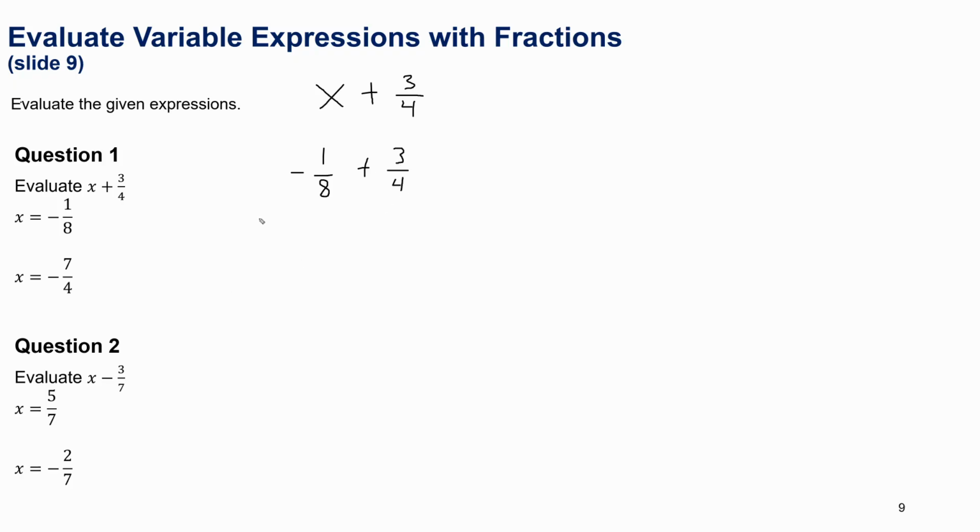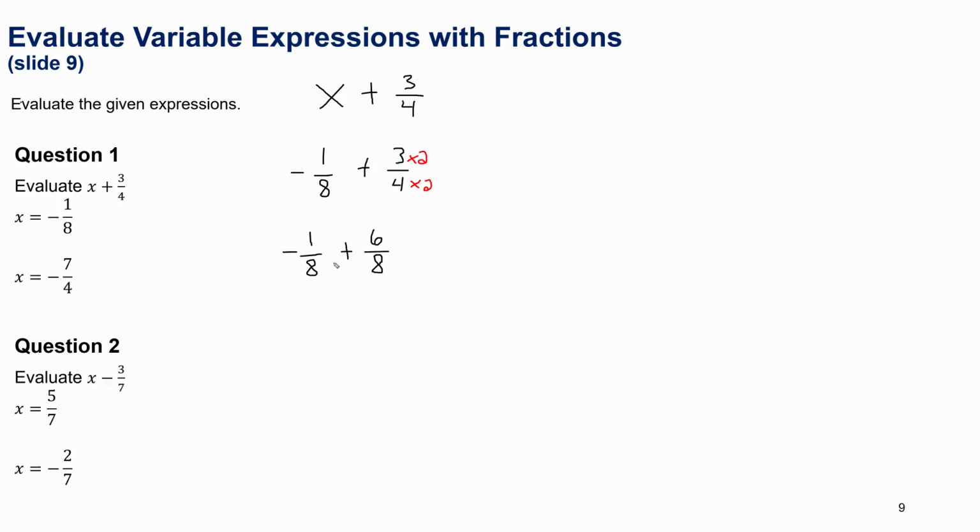Okay, so now we need to find a common denominator here, and a common denominator for 4 and 8 is going to be the number 8, right? So 4 goes into 8, so we just need to change the 3/4 fraction by multiplying it by a common factor of 2 and 2 in both the top and bottom parts of our fraction. So we now have -1/8 plus 6 over 8 here.